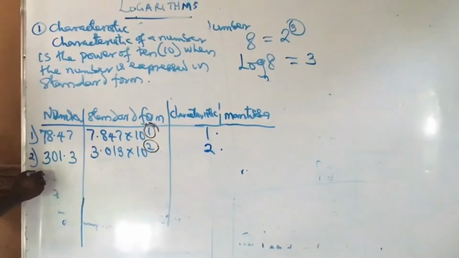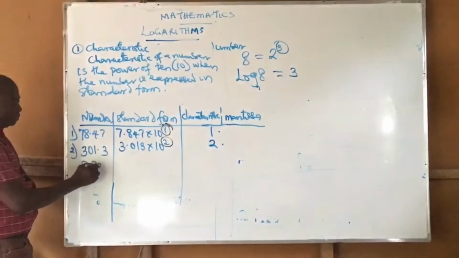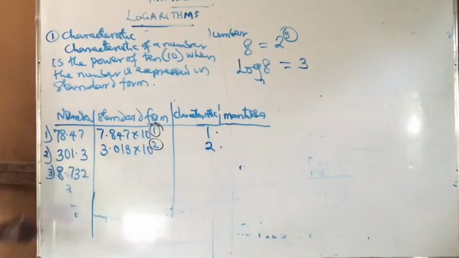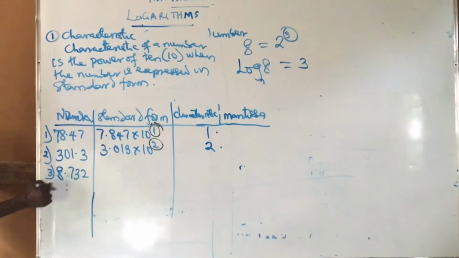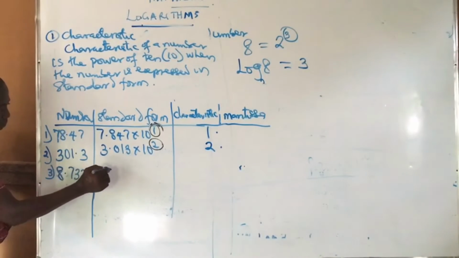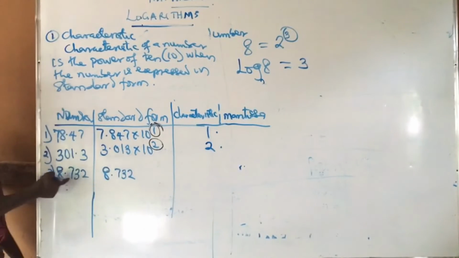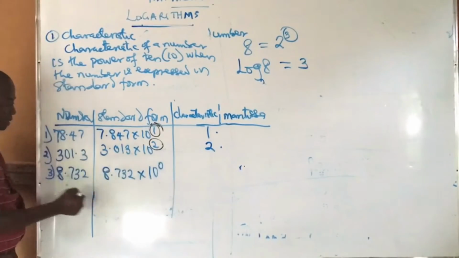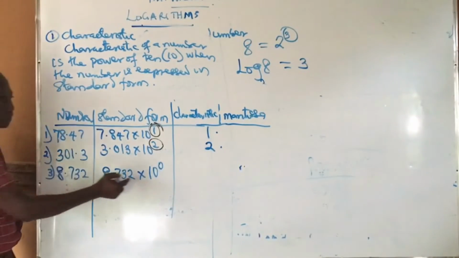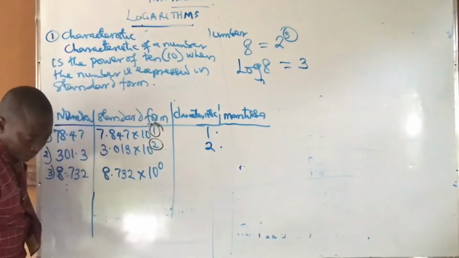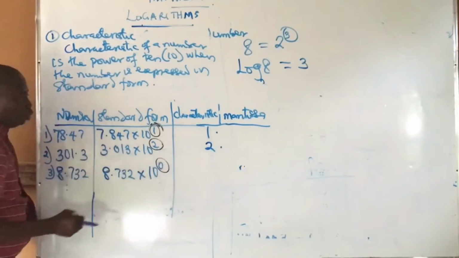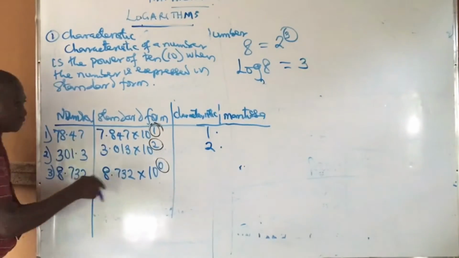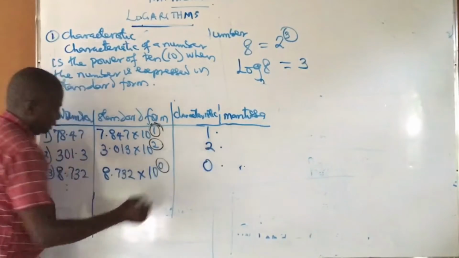Let's look at number 3. What is 8.732? 8.732 is already written in standard form, but for it to be proper in standard form, it must be times 10 raised to power 0 because it is not shifted. Therefore, the power of 10 is 0, so it will be 0 point.